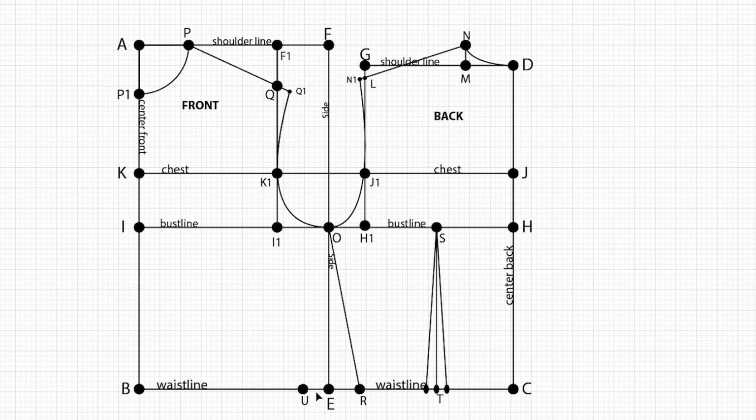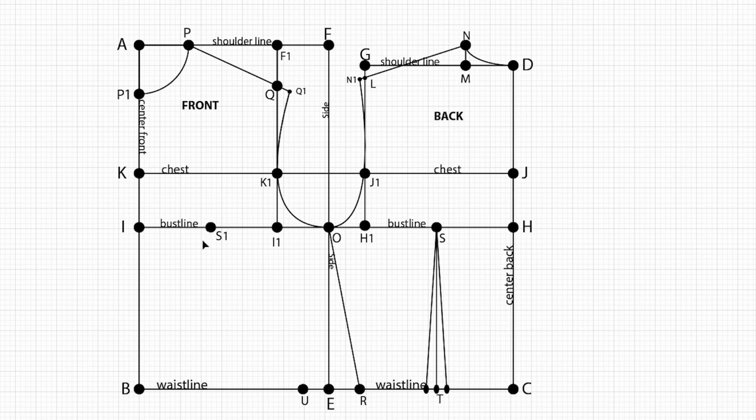And now what I want you to do is go to your bust line, and we're going to do the same thing that we did on the back. We're going to do that on the front. So we're going to measure the distance between I and I1, and we're going to find the center of that measurement. So find the center of the line I and I1. All right, so I found the center of that line and I labeled that S1.